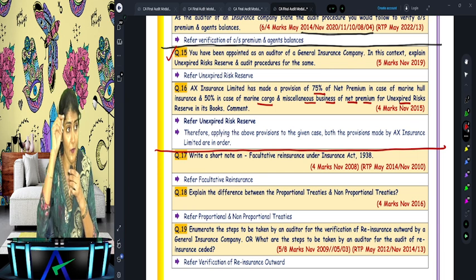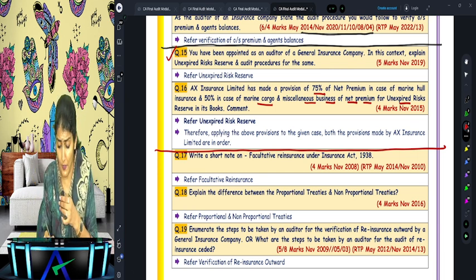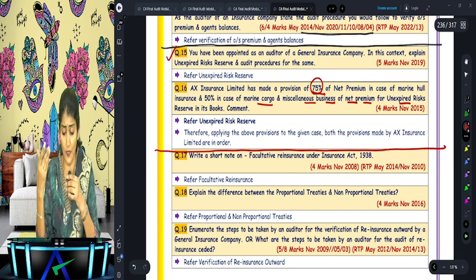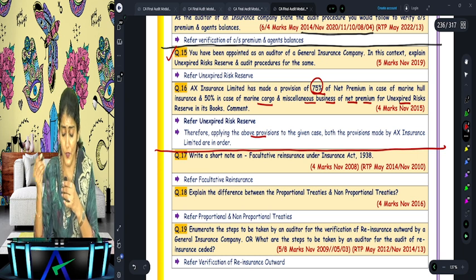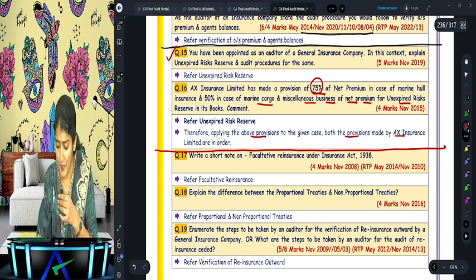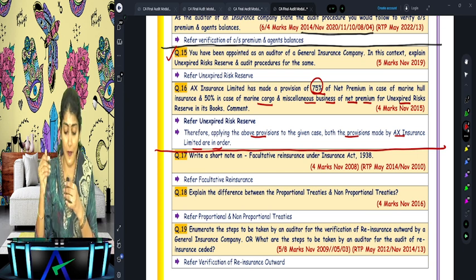Now, what does it say? The 1:365 method or 50% of the net premium. Here, what have they done? 75%. So, it is very good. They've made an excess provision. So what does it say? Applying the above provisions to the given case, both the provisions made by AX Insurance Limited are in order.